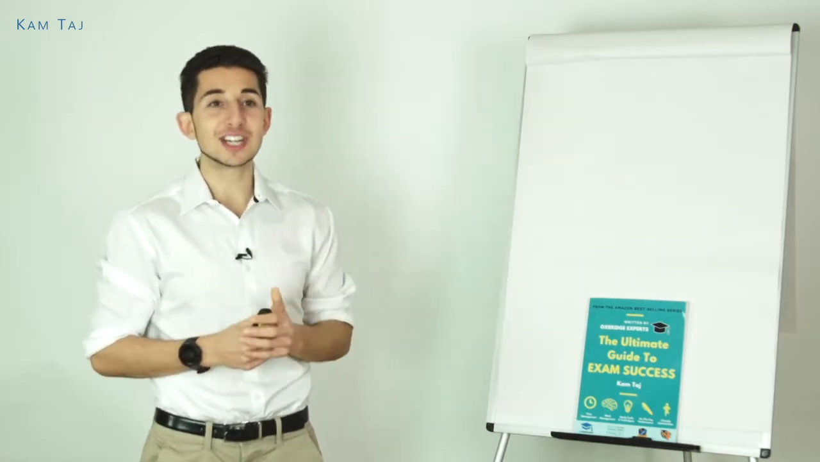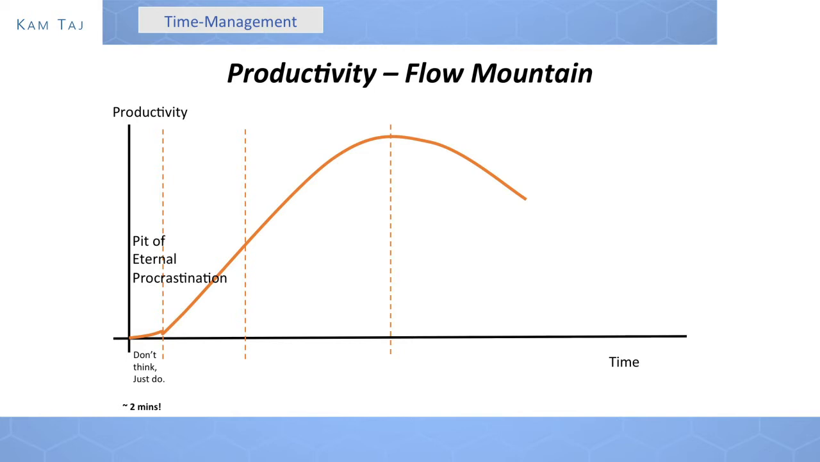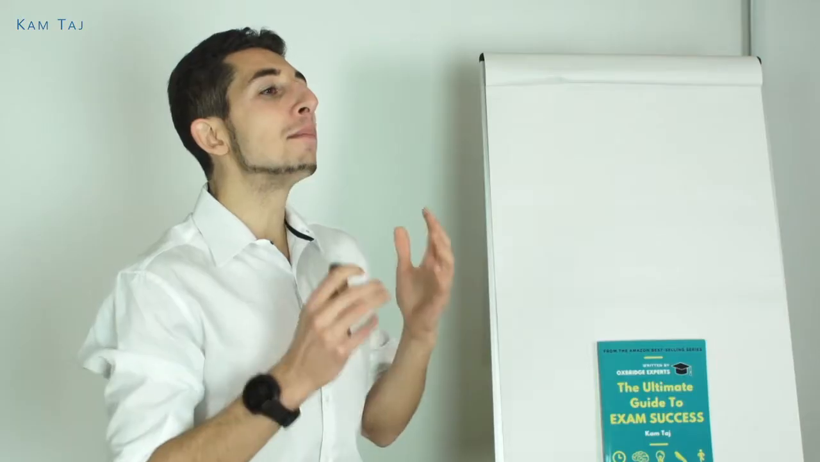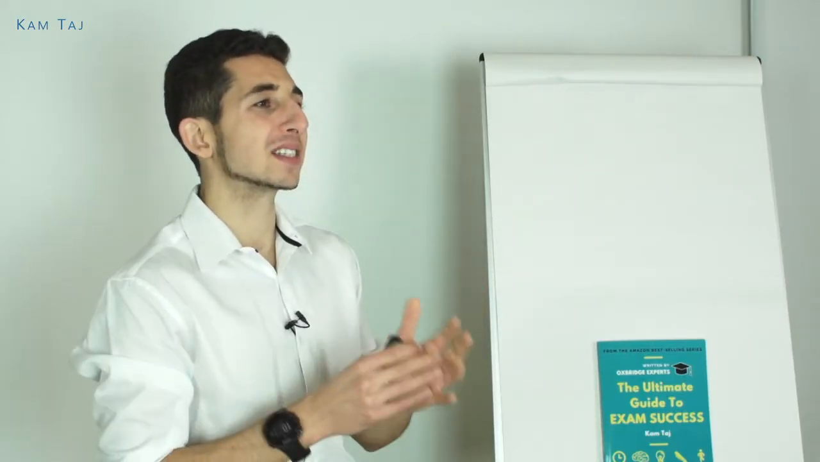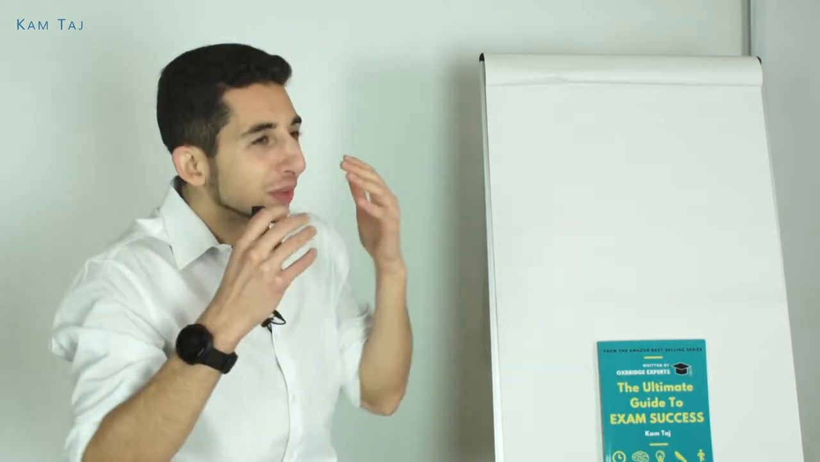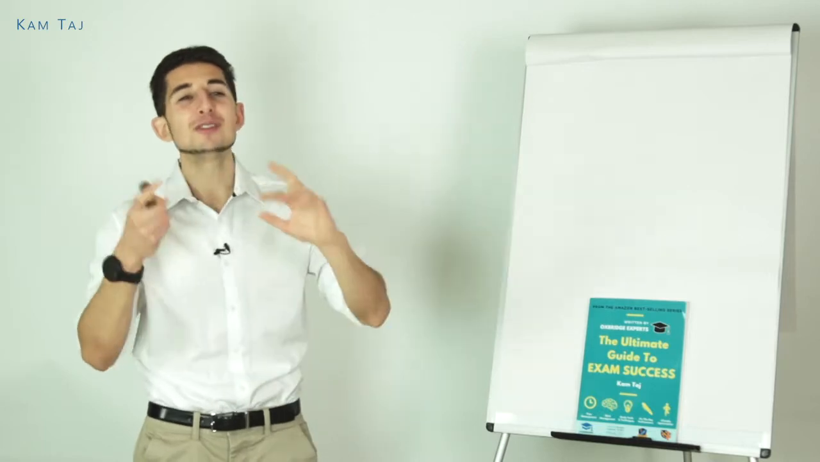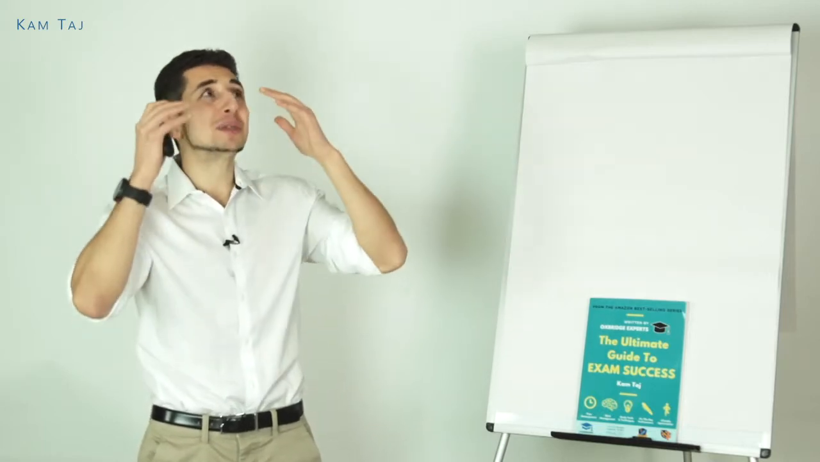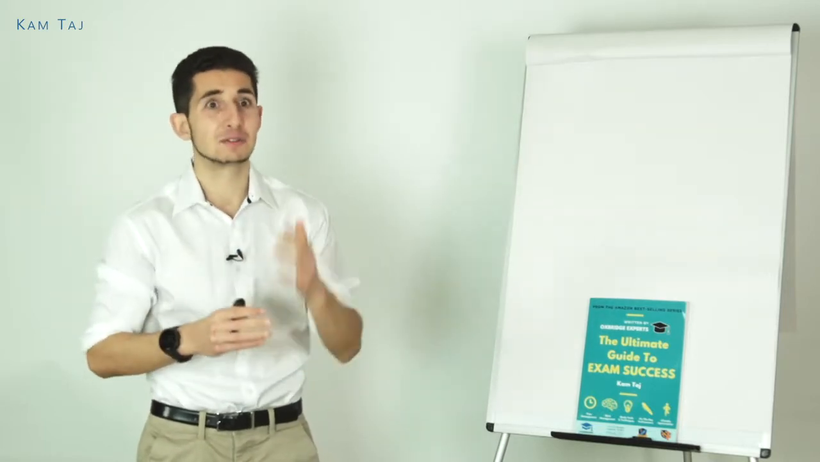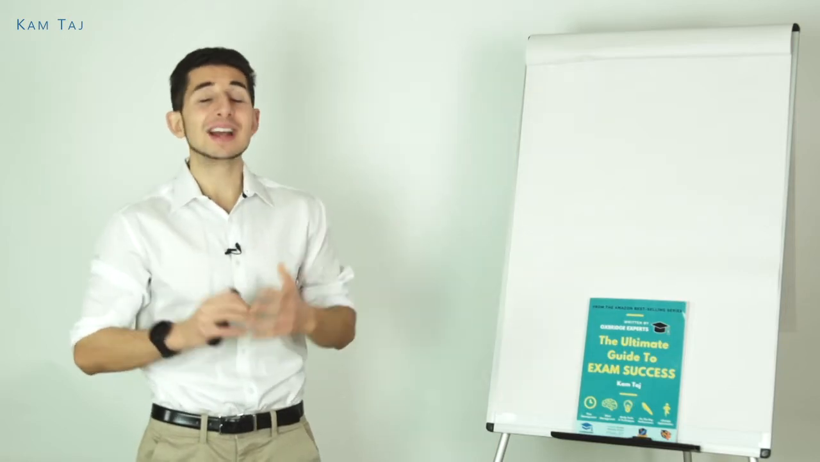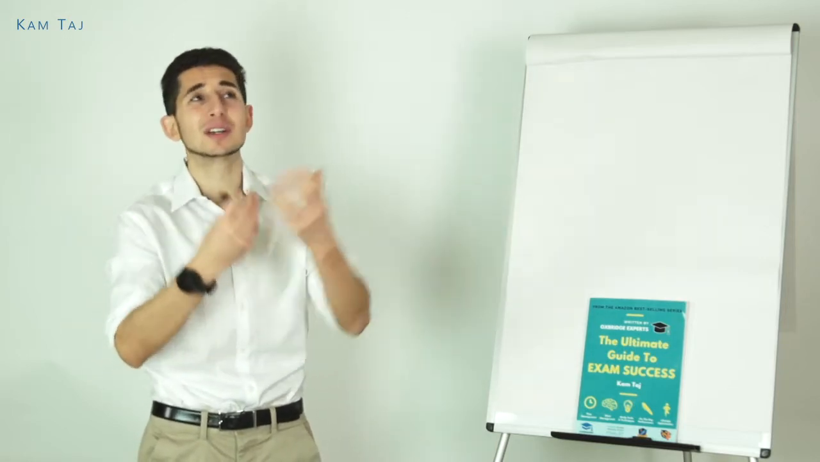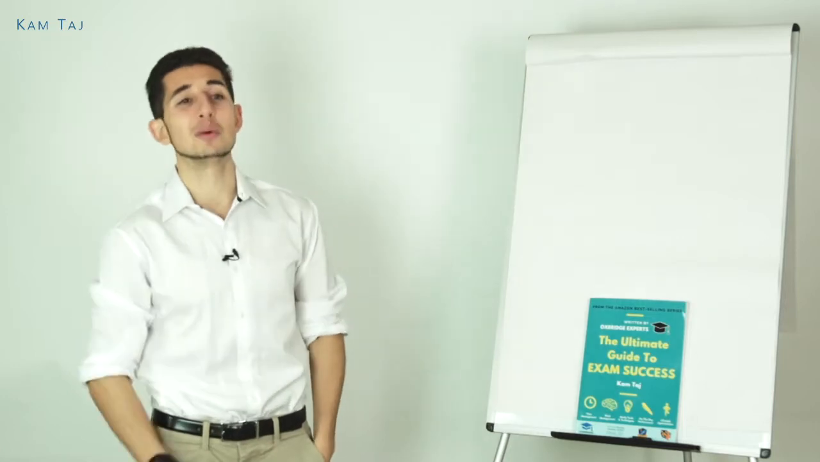So the first stage is called the pit of eternal procrastination, and it roughly amounts to the first 2 minutes of any task. Now, at this stage, our mind is just beginning to process the task in front of us. It creates all these thoughts about how daunting the task is, how difficult it's going to be, how long it's going to take, how we'd rather be doing anything but this task, for example, studying right now, and how this is also pointless because we're going to fail our exams anyway, and so on.